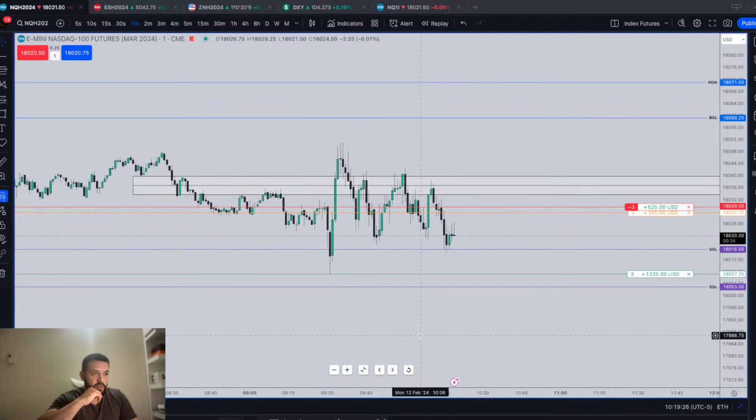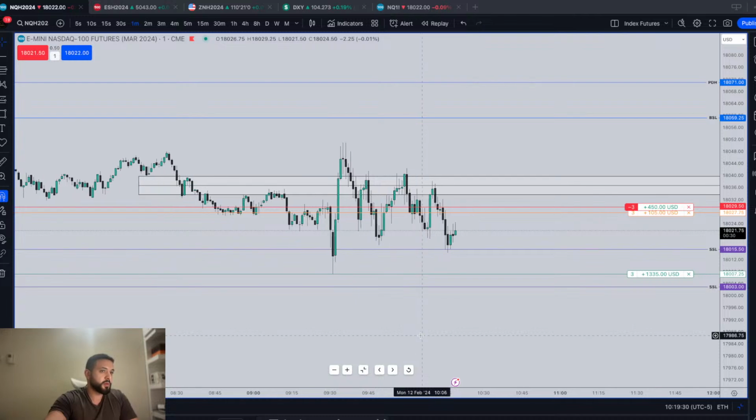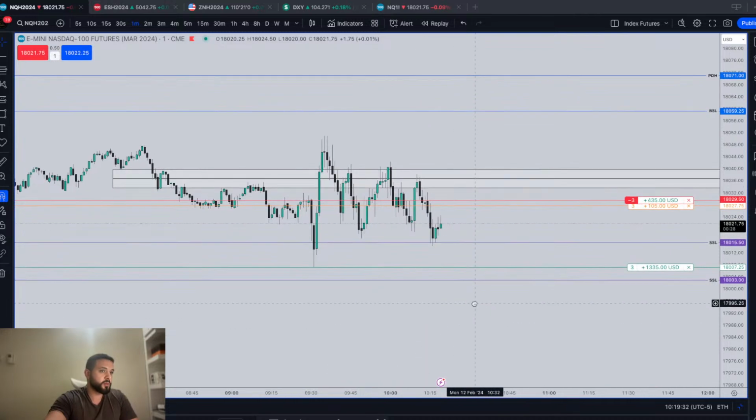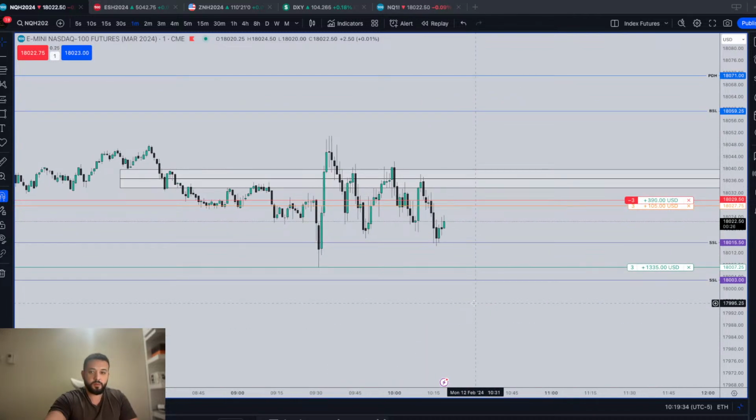See what this 1 minute candle does. If it doesn't push lower now, then I'll just close it. 1810.